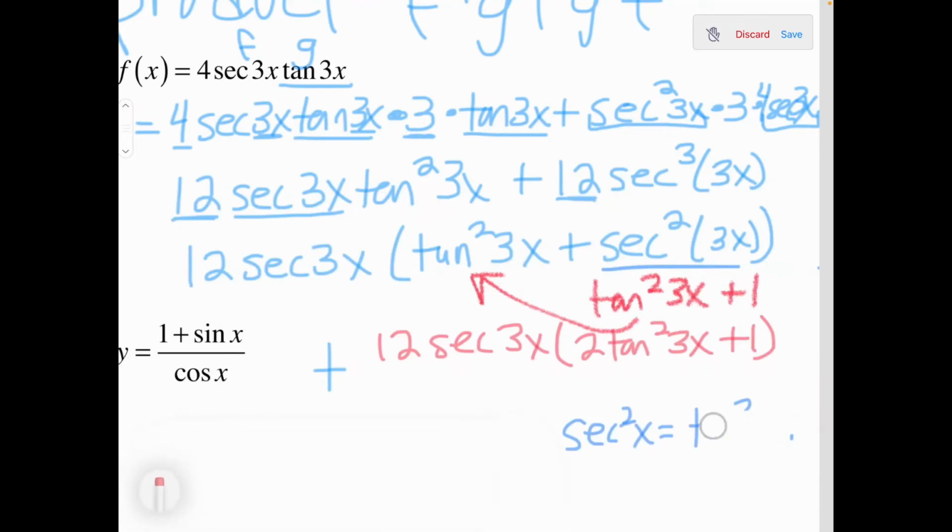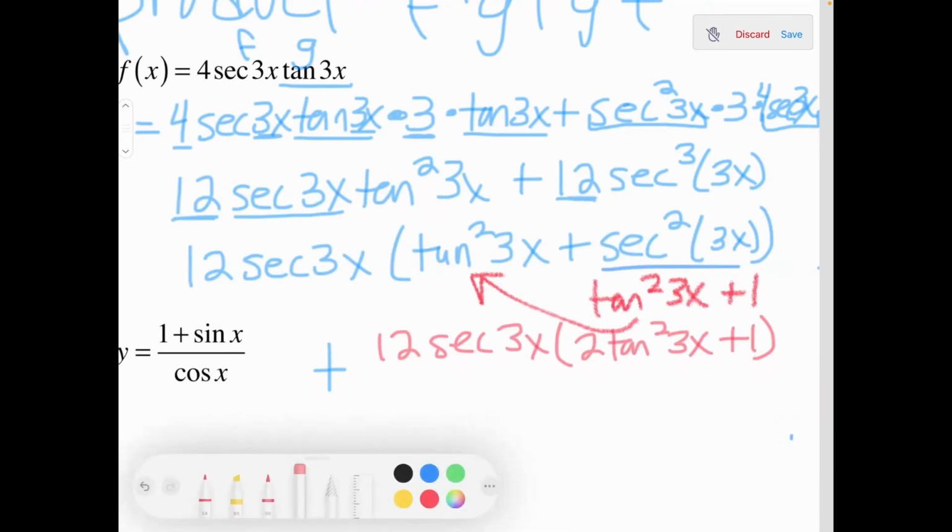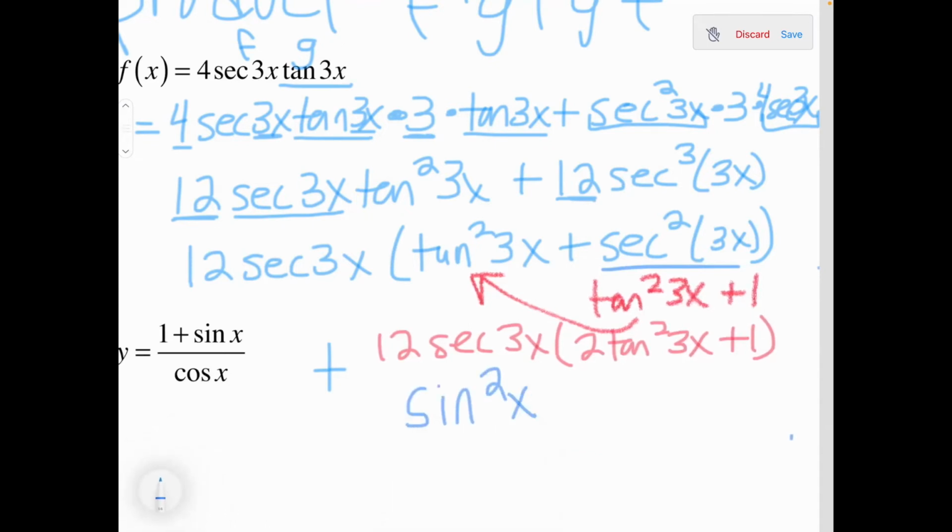Do you have to know that property? I don't know if you have to know that property or not. It always comes in handy knowing that property. So if you don't remember that property, here's a way that we can come up with that.